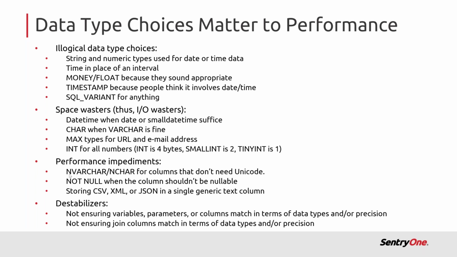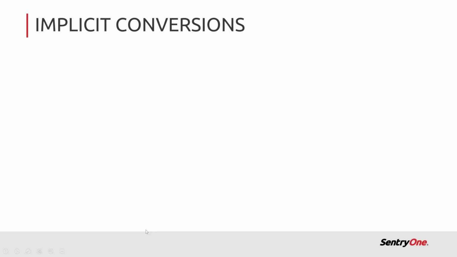This is a really interesting one. If you use nvarchar or nchar and you don't need it, you're not taking advantage of Unicode, that's a big performance impediment. Or if you have columns that are marked as not null when they shouldn't be, or vice versa. You've got them marked as nullable when they should be not null, or rather, no, they should have a default value and an inputted value. And then let me actually go ahead and show you a couple demos of that, and it's around this idea of implicit conversions.